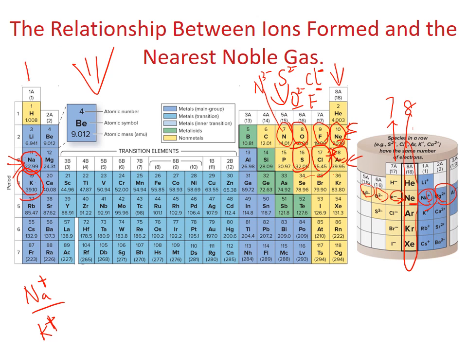Okay, so group 1 tends to lose 1 electron, becomes 1 plus, and group 2 needs to lose 2 electrons to become 2 plus, and it becomes the same number of electrons as a noble gas element.